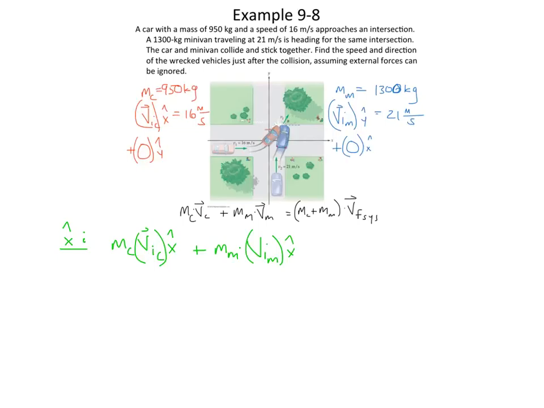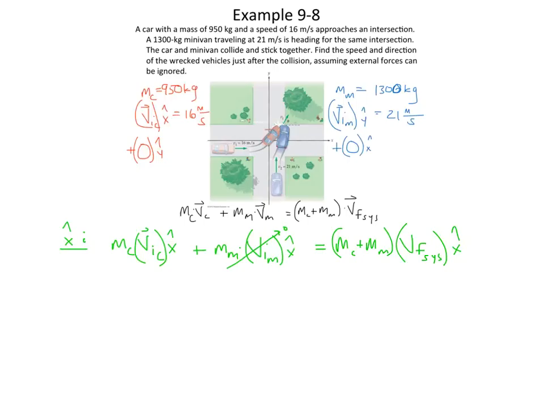Wait a minute, what's that? That's 0, right? So that goes away anyway, because right here, our initial velocity in the x direction of the minivan is 0. Equals the mass of the car plus the mass of the minivan times final velocity of that system, car and minivan, x hat. Okay, so that's going to solve for the final velocity of the system in the x direction.